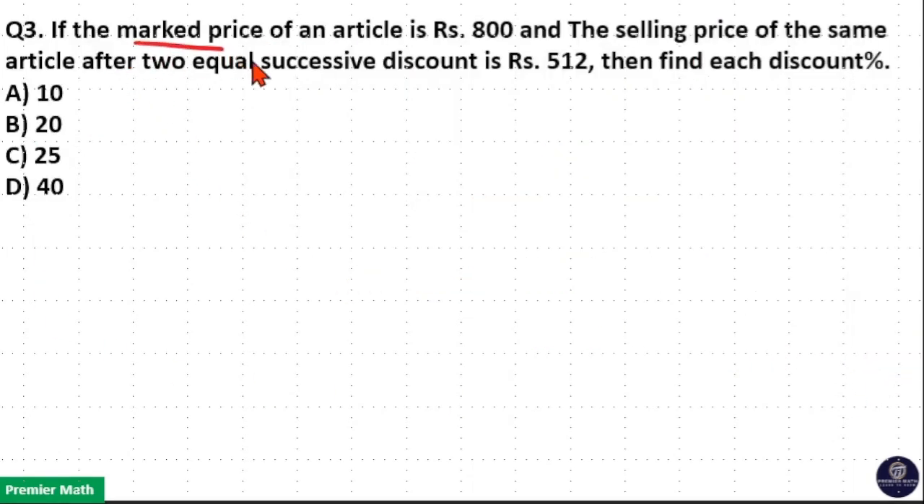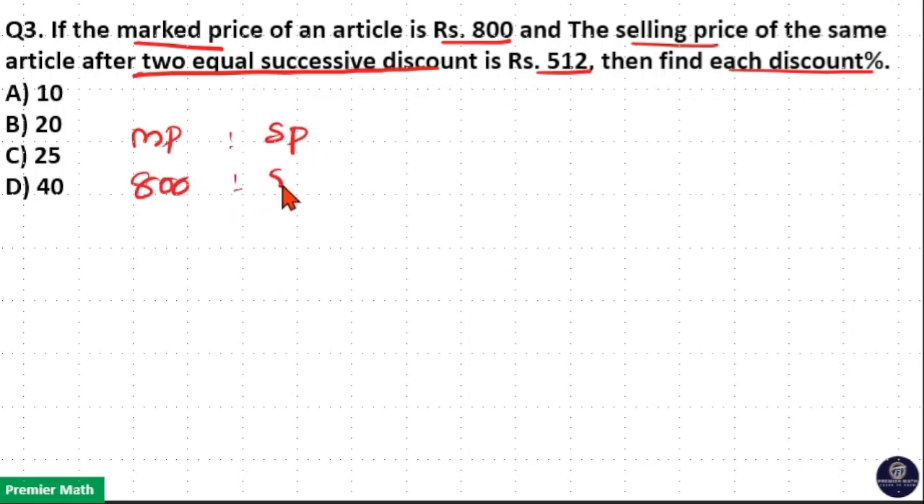If the marked price of an article is rupees 800 and the selling price of the same article after two equal successive discounts is rupees 512, then find each discount percentage. Here marked price is rupees 800 and selling price is rupees 512. Now take the ratio. Here ratio is 8 goes 100 times in 800, 8 goes 6 times in 51, remaining 32, 8 goes 4 times in 32.